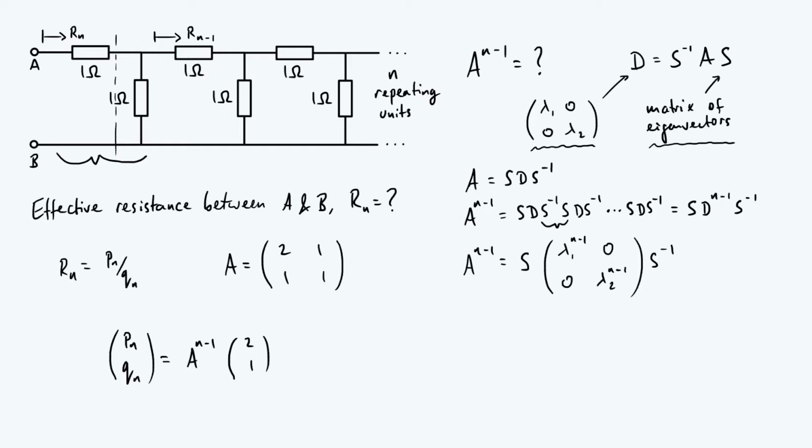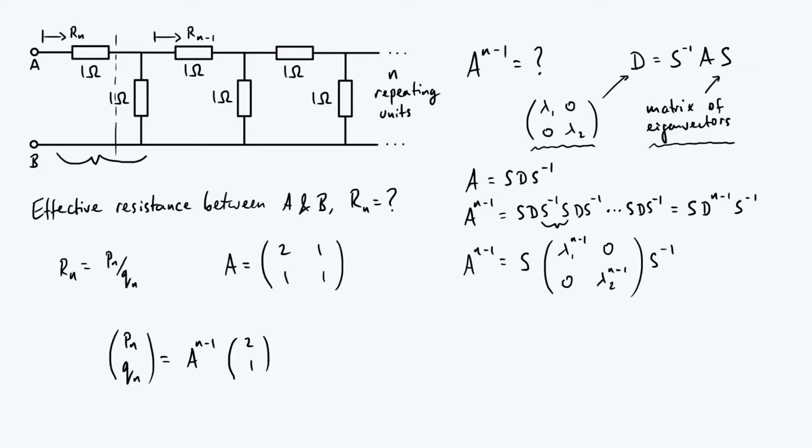If you didn't know that rule about how to take powers of diagonal matrices, you can prove it yourself pretty quickly just by using the general rule for matrix multiplication. So that's the point of diagonalization in this context. That's why it helps us, because it's easy to raise an eigenvalue to a power because it's just a scalar, whereas it's not easy to raise the matrix 2, 1, 1, 1 to a power.